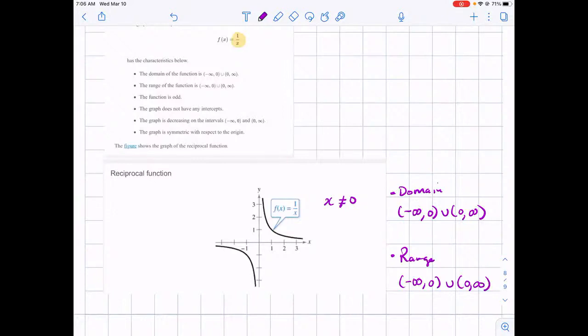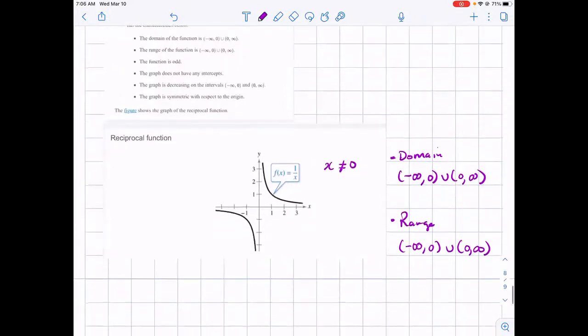Okay. This is an odd function because there is origin symmetry. The graph is decreasing from minus infinity, it's going down to 0. And then it's also increasing from 0 to positive infinity.